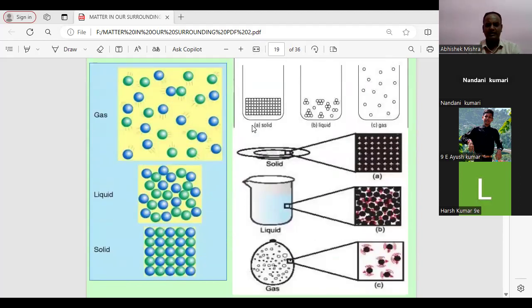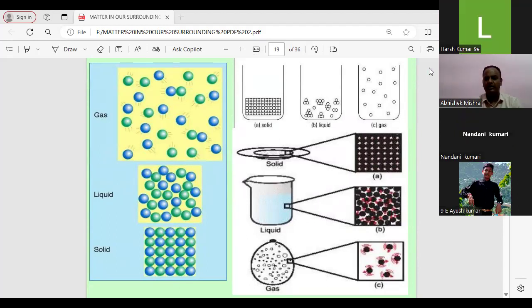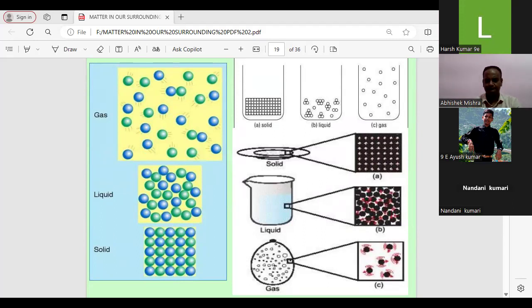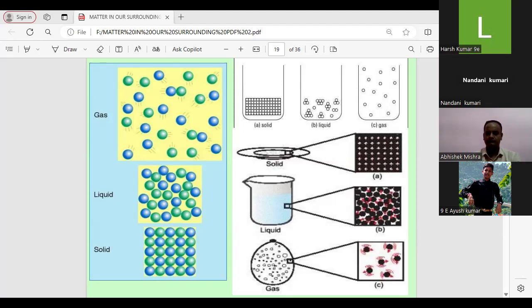Now, students, please, all of you tell me one by one the difference between the three states of matter in a compiled slide. Okay, Harsh, only one difference. The particles of solids are less compressible. The particles of liquids are more compressible than solid, but not much. The particles of gas are much more compressible than both the other states of matter. Okay, correct.